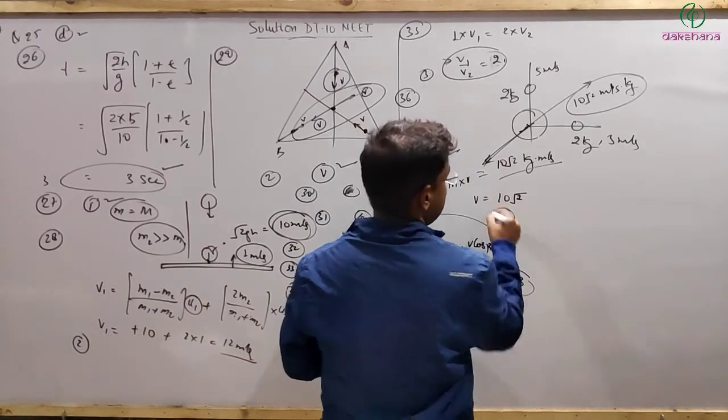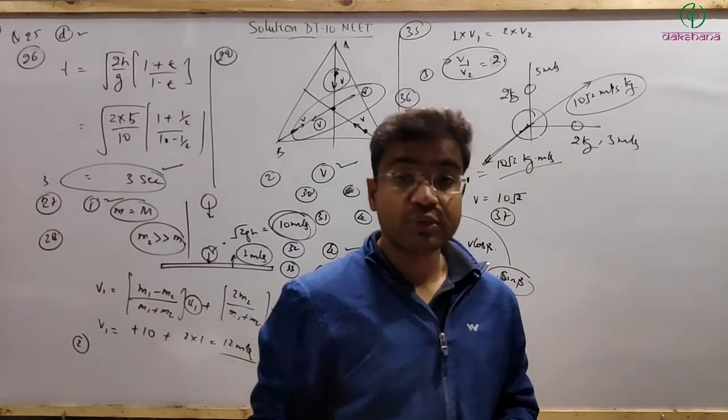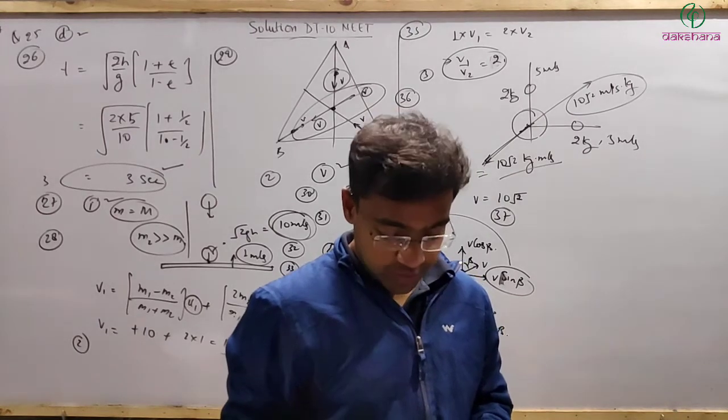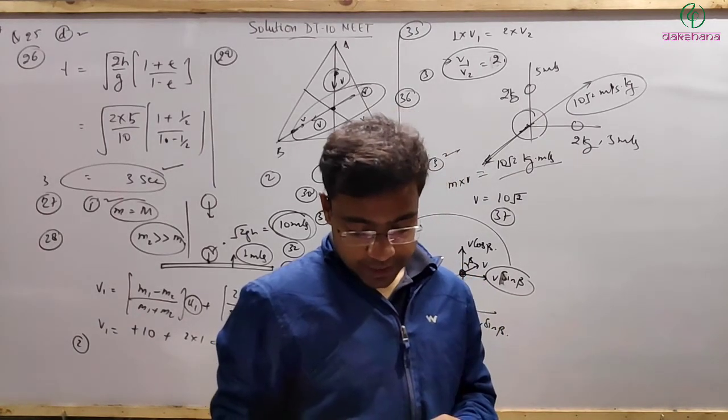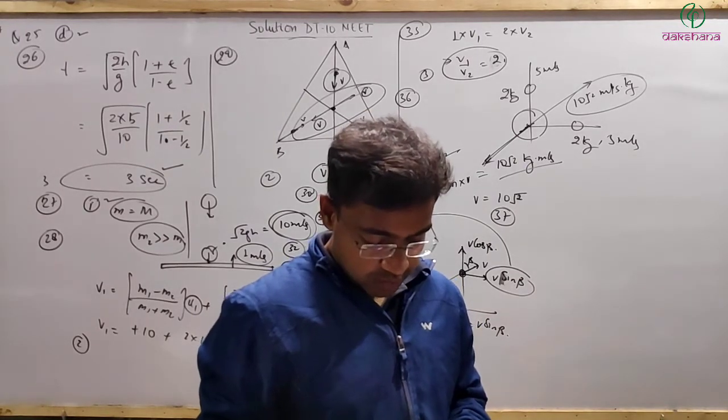Question number 37. A bomb of mass 12 kg at rest explodes into 2 pieces of mass ratio 1:3. If the kinetic energy of the smaller piece is 216 joule, find the momentum of the larger piece.